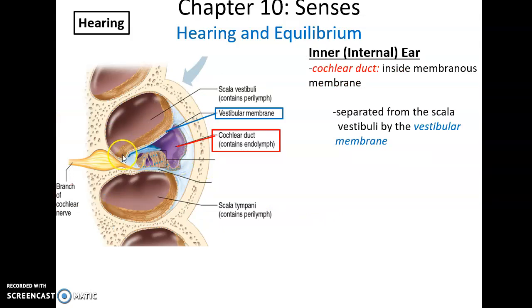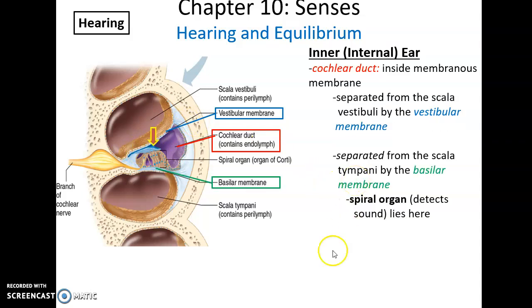Then, of course, is the very important inner membranous structure, and within it is, of course, fluid, the endolymph. We refer to this when it's in the cochlea as the cochlear duct. The membranous labyrinth here is the cochlear duct. What separates the scala vestibuli from the inside of the cochlear duct is a membrane structure called the vestibular membrane. And then what separates the cochlear duct from the scala tympani is another membrane, the basilar membrane.